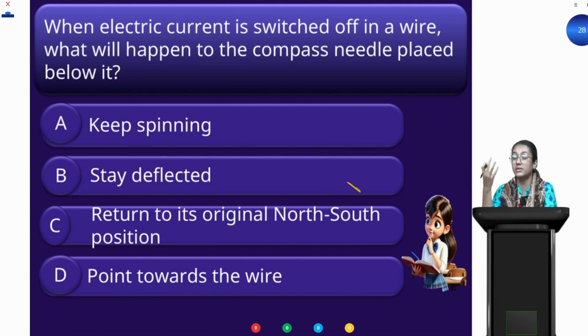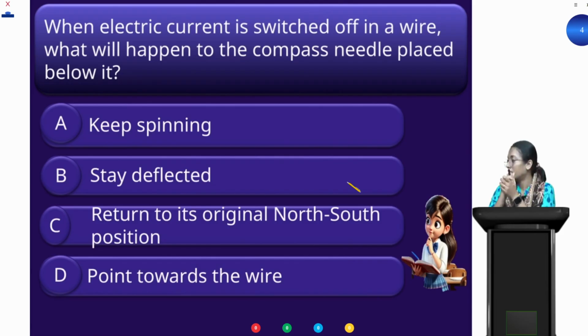and whenever there was electrical flow, the compass needle deflected. But when we turned off the switch and the current flow also stopped, at that time what happened to the magnetic needle? Was it spinning? Was it deflected? Or did it return to its original north-south position? Or did it point towards the wire?